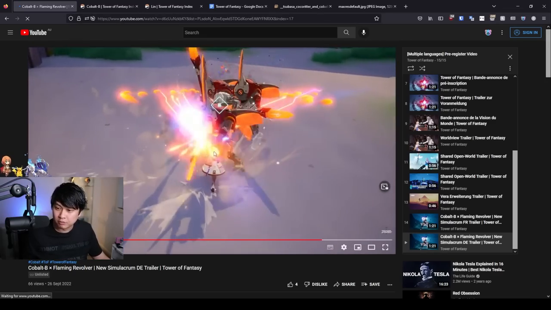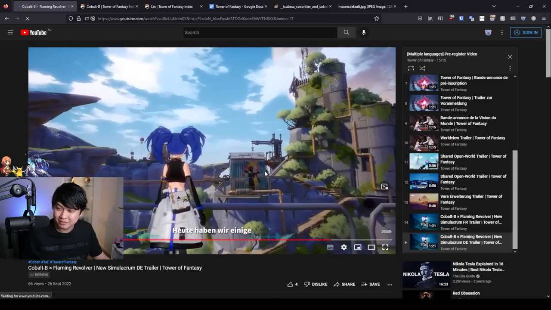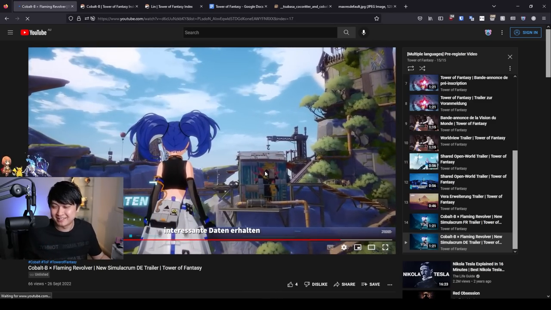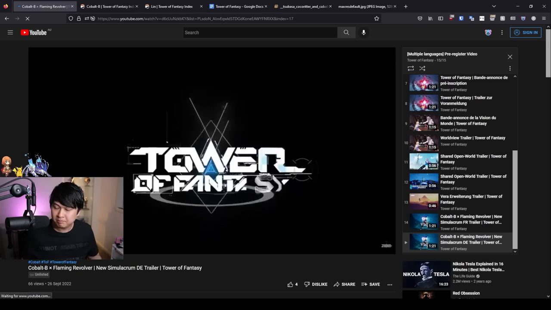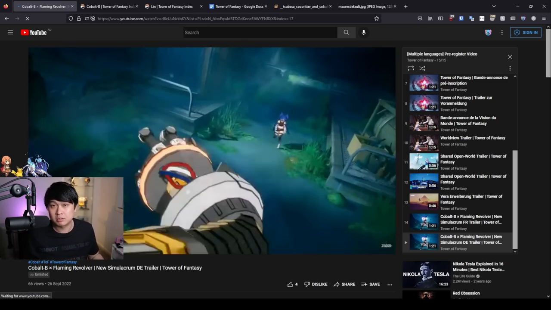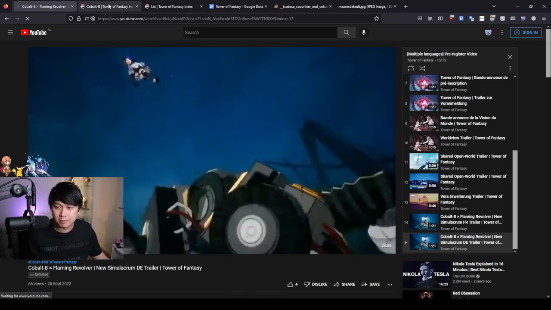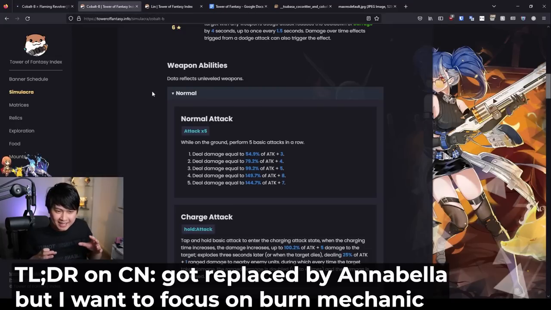And please don't be misinformed by this part over here where she is breaking shields. She is not exactly a breaker. That is a very good scenario. But yeah, I'll drop the link to this one down in the description below. With that being said, let's talk about Cobalt-B, her CN state, and how I feel like she is going to fit in with the global meta.